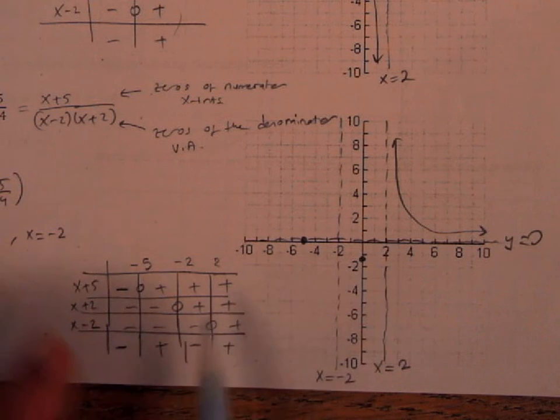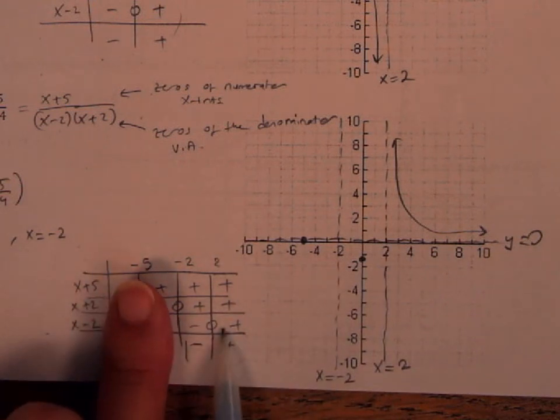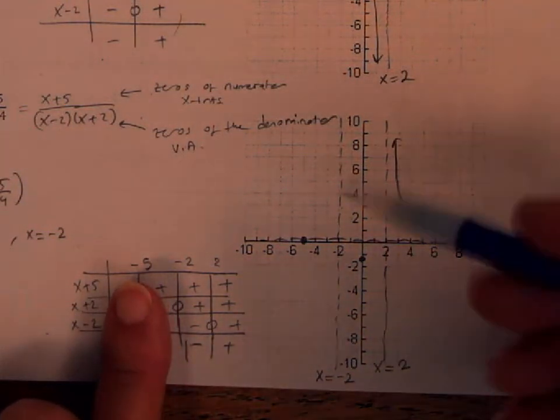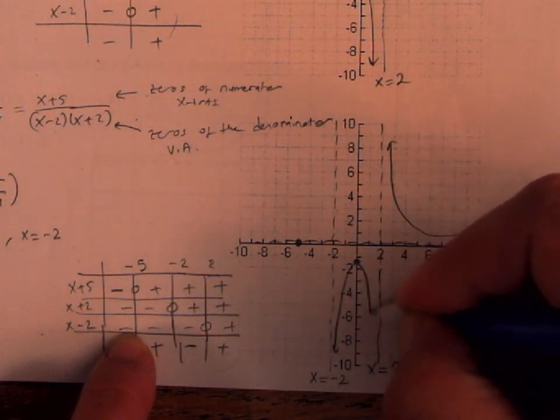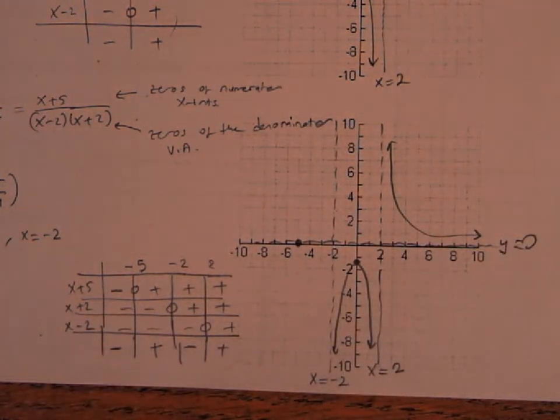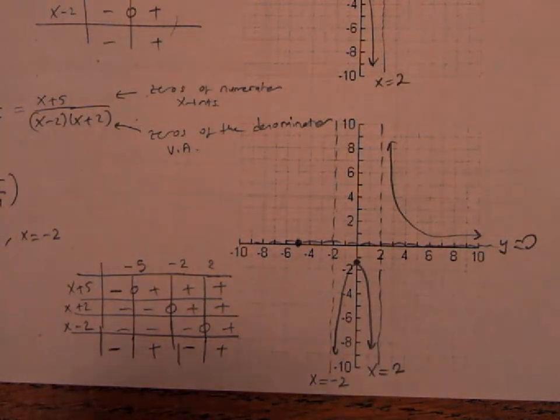So we did this part. Now we are between negative 2 and 2. So the function is negative, so you have to stay below the x-axis when you are sketching. And make sure you use the y-intercept that we marked. Again, approach the asymptotes.